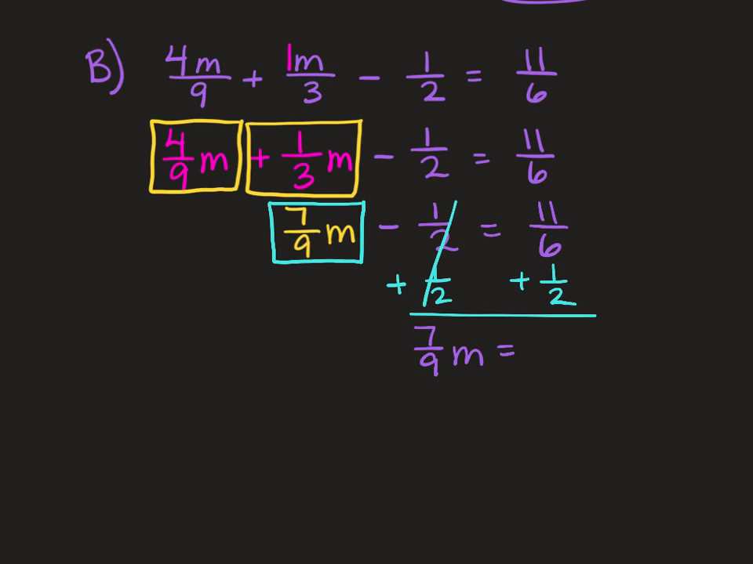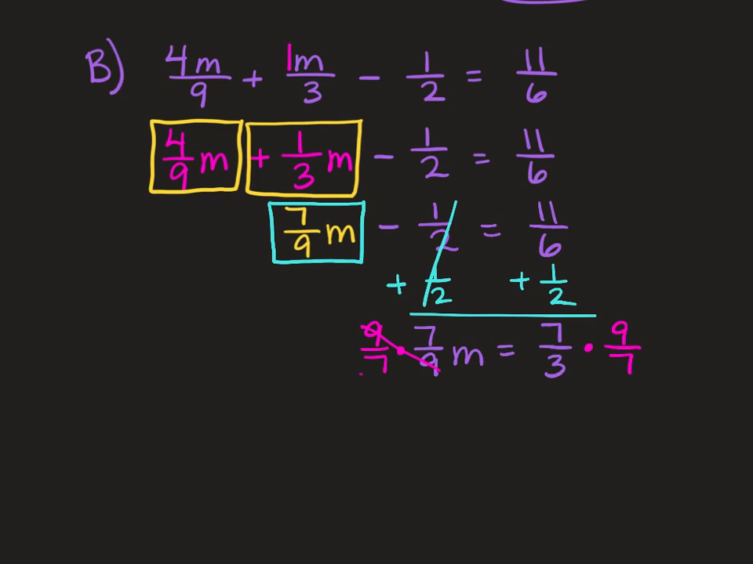So on the left side, they cancel out and we have 7/9 m. On the right side, 11/6 plus 1/2 would be 7/3, or your calculator might have given you 2 1/3 because your calculator is going to default to a mixed number. So you could work it out either way. And now we want to solve for m. So what we can do is multiply by the reciprocal of 7/9, which is 9/7. What we do to one side, we do to the other.